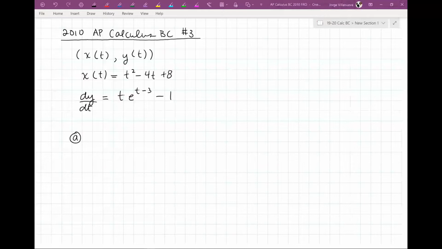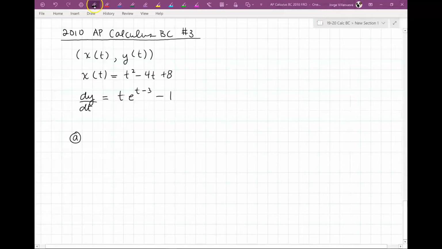It says x of t is equal to t squared minus 4t plus 8. So I wrote that down for us right there. And y of t is not explicitly given. Both x and y are measured in meters and t is measured in seconds. And they say it is known that dy/dt is equal to t e to the t minus 3 minus 1. So that's its vertical motion. Okay, so the first part says find the speed of the particle at time t equal to 3.